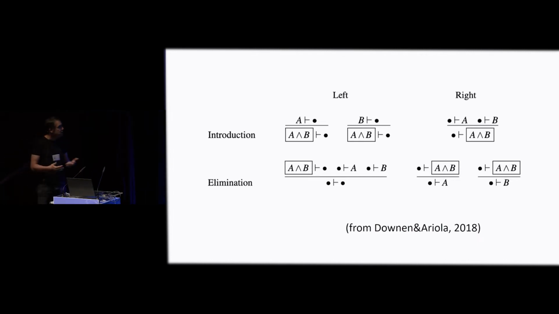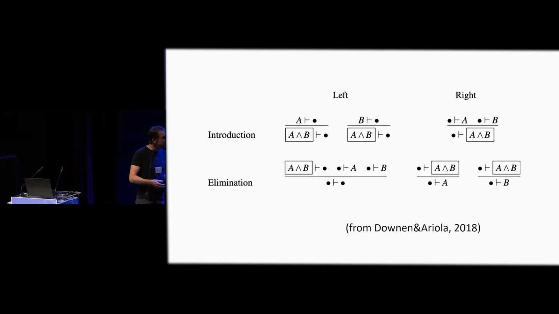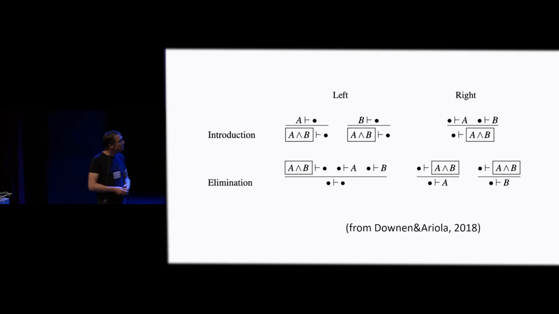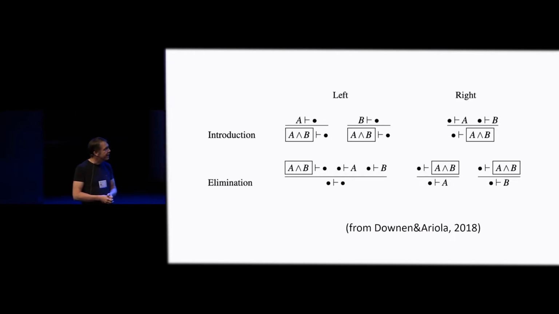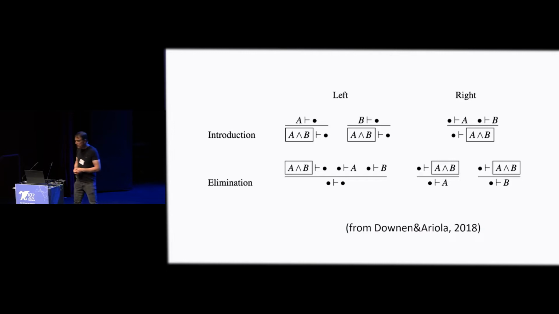It refers to the structure of proof rules or typing deduction rules or typing rules, and it refers to whether the main logical connective that we are talking about is below the bar or on top of the bar. That's the difference between introduction and elimination rule, or whether the connective shows up on the left or on the right of the turnstile, which gives us left and right rules.